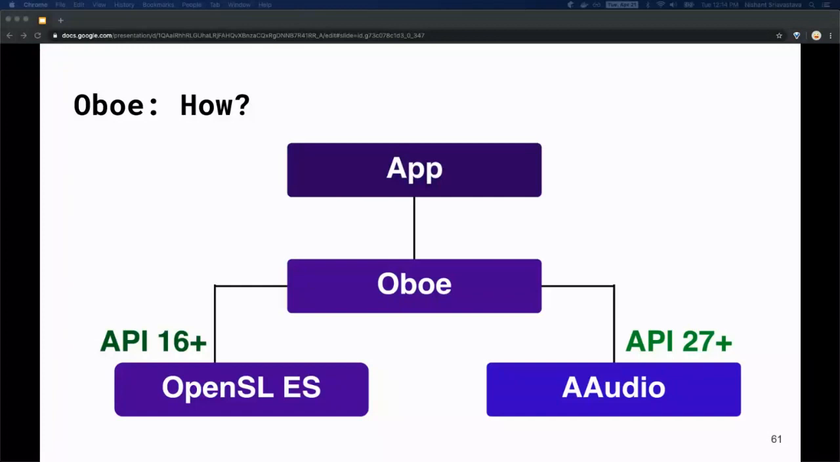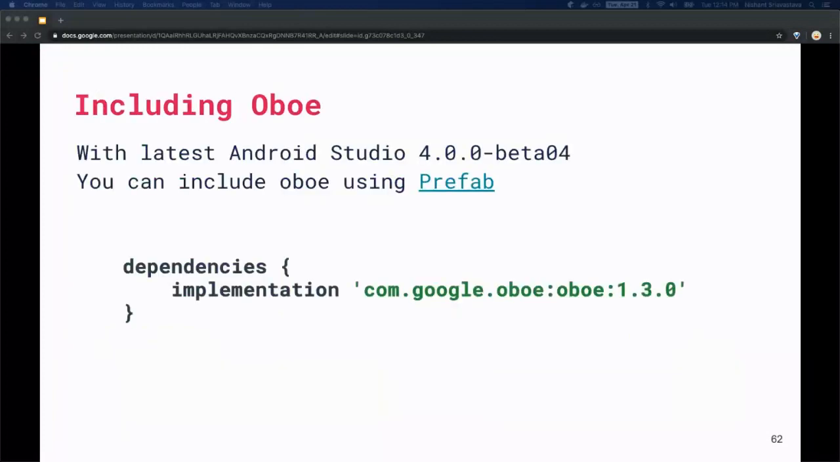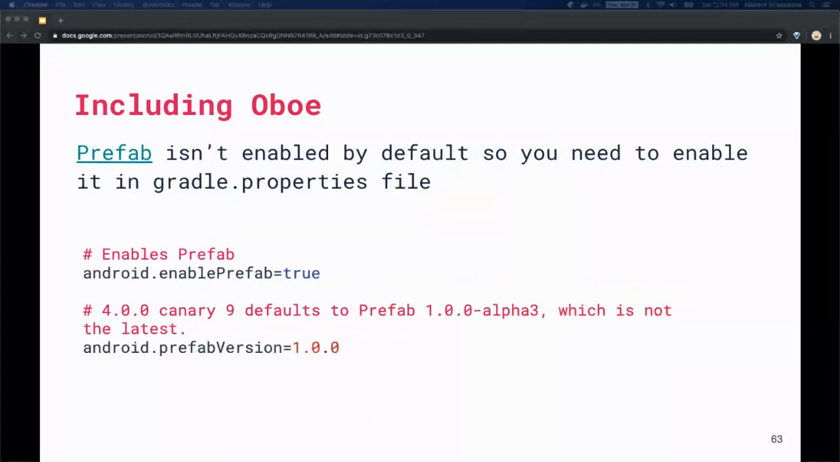If you were to try including this today, by the way, there's an experimental way of doing this using prefab. You can do it by saying implementation, Google, Oboe, and give it a version. You do need to enable prefab because it's not enabled by default. You need to set these flags in your gradle.properties file. Also, you need to add some things to your CMakeLists.txt file. But I'm not going to cover that part right away because it's a lot of technical and native code, and obviously, we don't have enough time to cover that part.